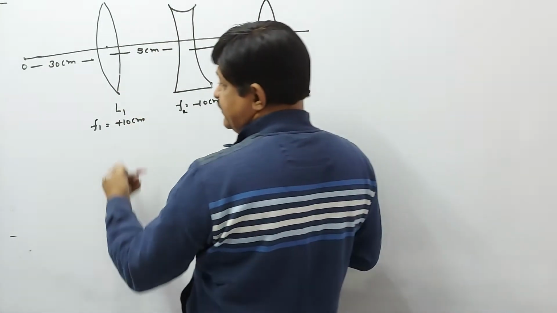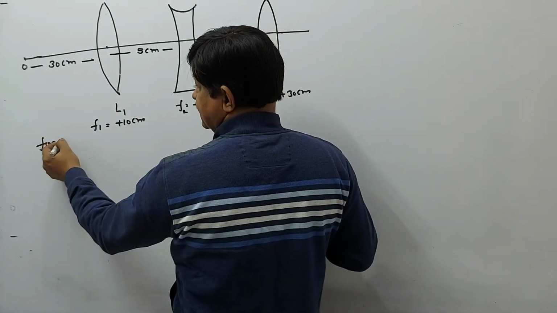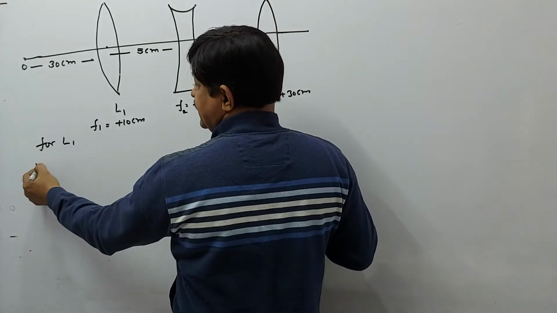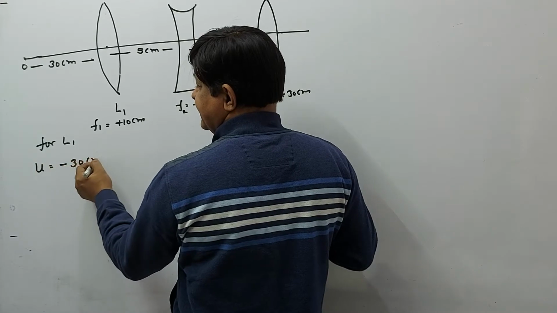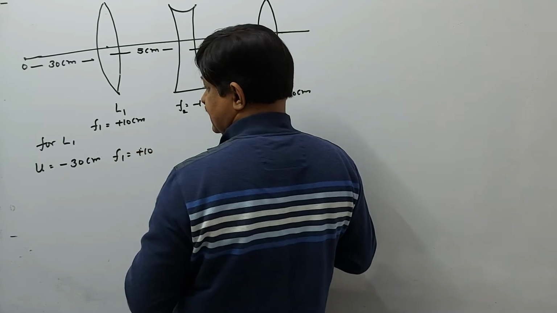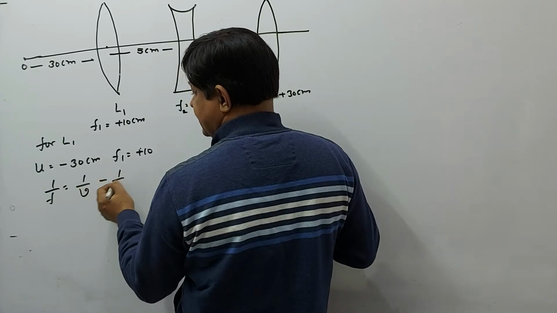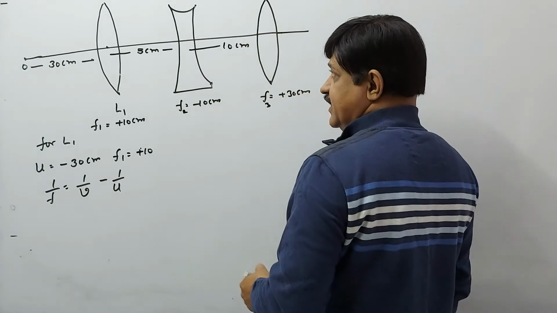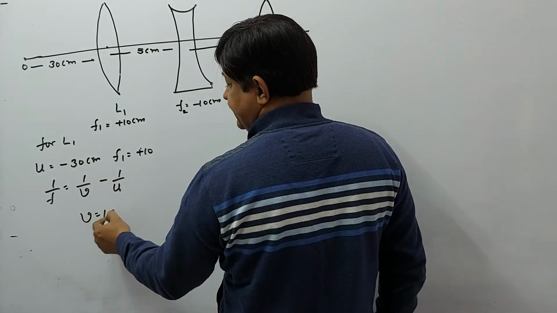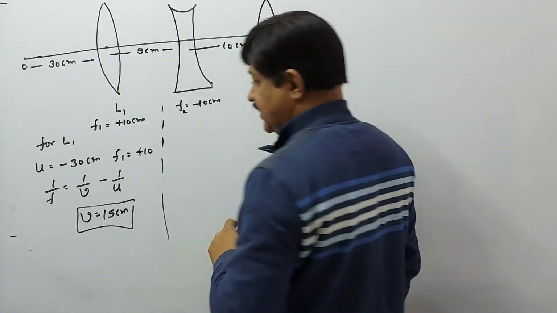Now when you visualize the first lens, lenses L1, L2 and L3. So now for L1, you can see U is -30 because it is on this side. F1 is +10. 1 by F is equal to 1 by V minus 1 by U. So if I calculate, putting this, the value of V is coming out to be 15 centimeter. This is the first result, this will be for lens L1.